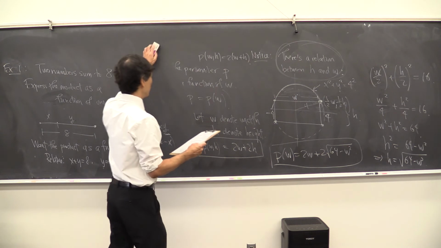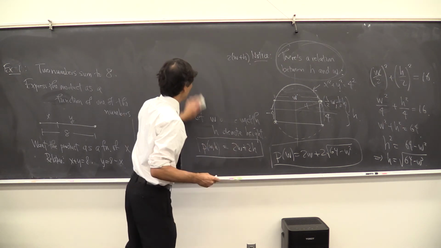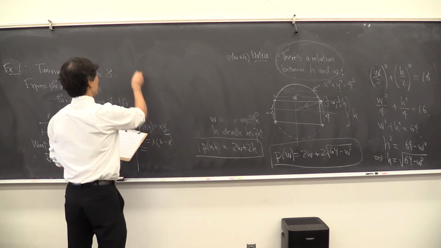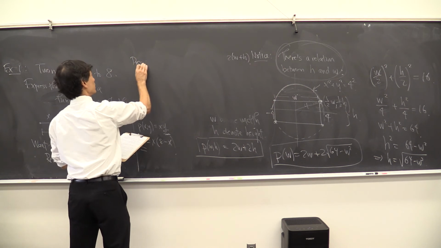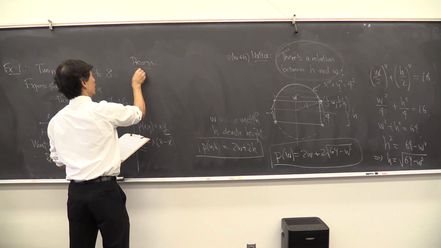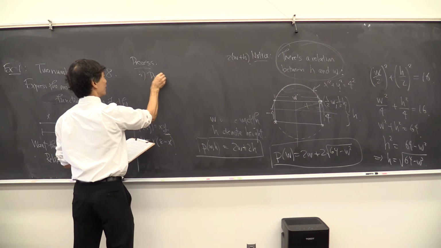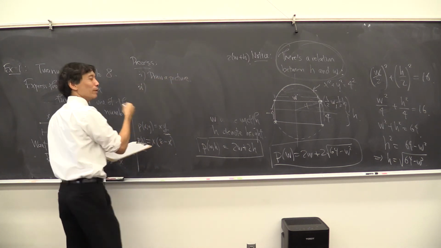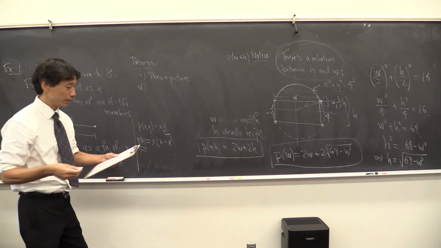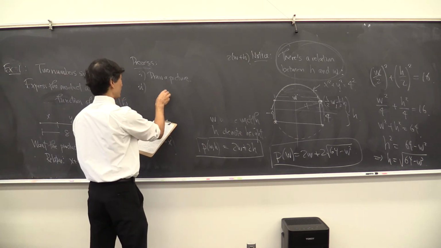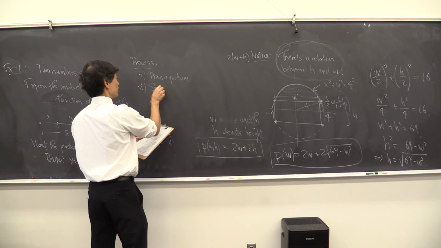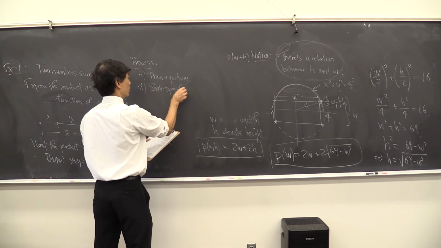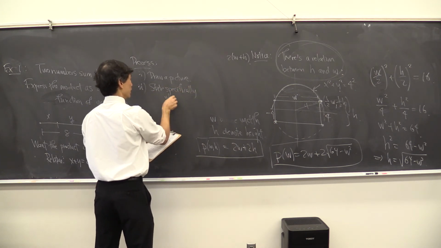So roughly speaking, there's a process, and the process goes like this. One, draw a picture. That's not really a process, but it's sort of useful to help you see things. Okay. Two, state specifically what is desired.